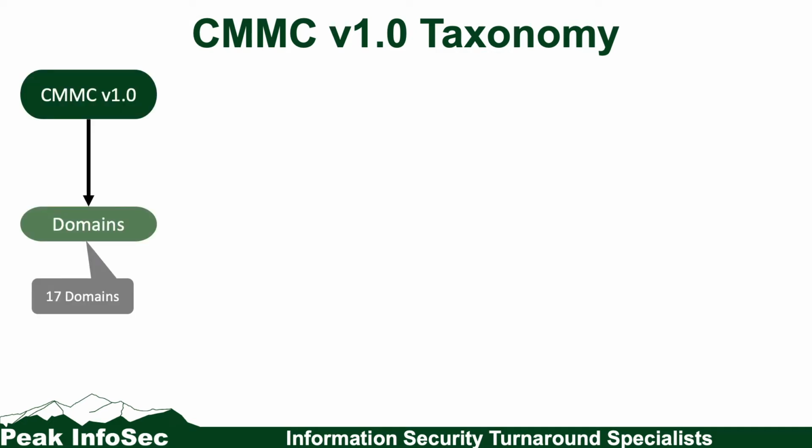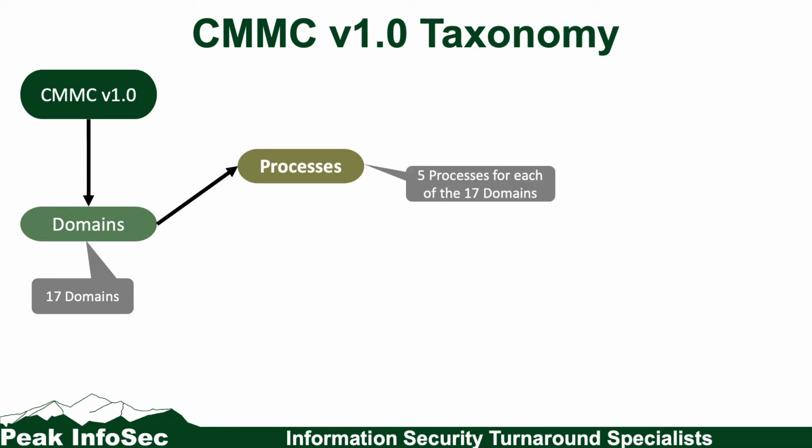Up first, DoD has broken the CMMC into 17 different domains. The 17 domains closely map to the 800-53 domains from NIST. Underneath there, now we start to see the difference. They've added processes. Specifically, there are 5 process requirements, and they need to be applied to each of the 17 domains for a total of 65 here.